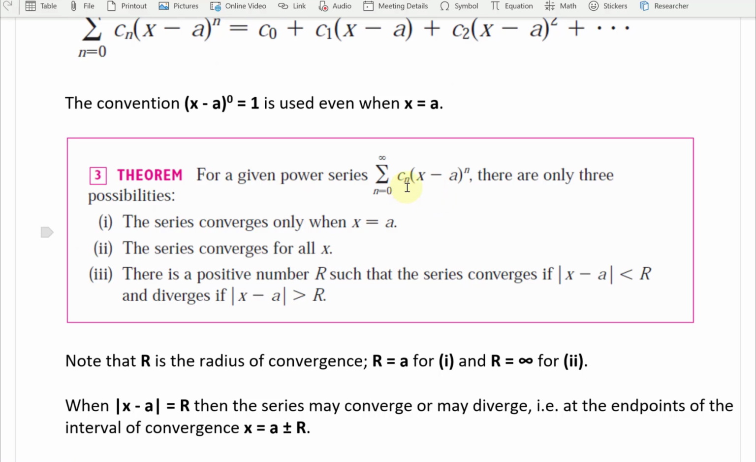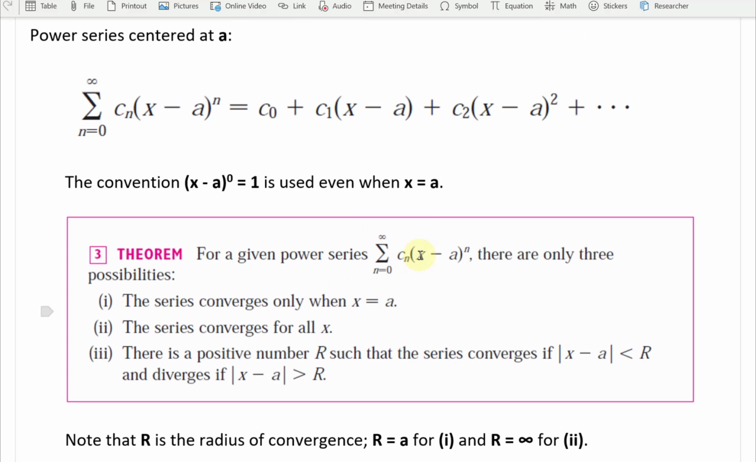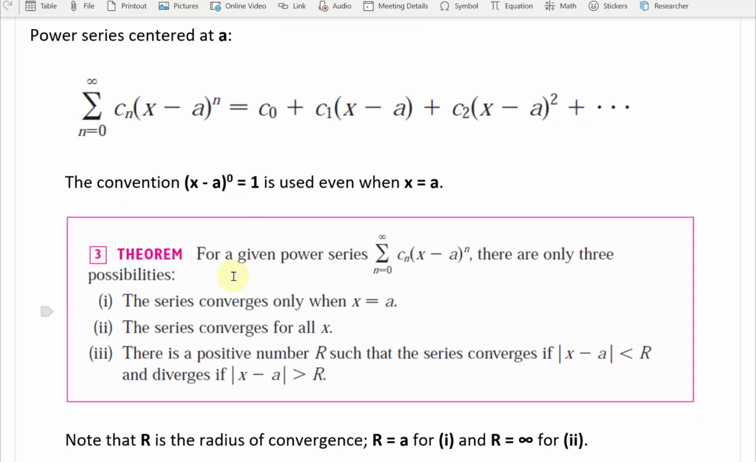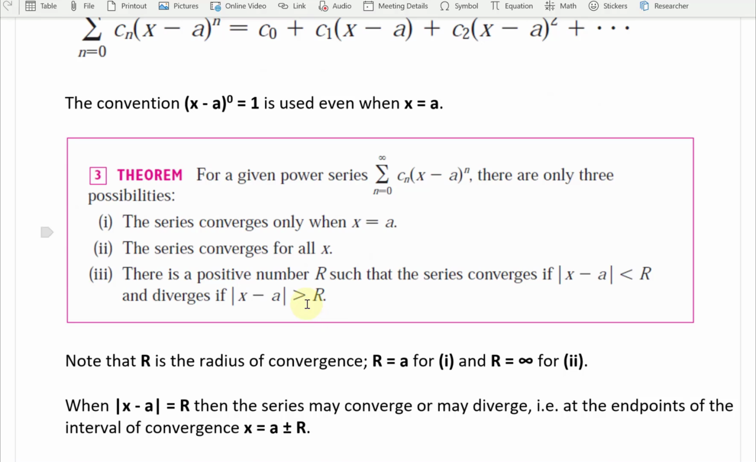So for a given power series like this, there are only 3 possibilities. The series converges only when x equals a, because when we plug in x equals a here, these all vanish, you're just left with the initial one. Or the series converges for all x, or there is a positive number r such that the series converges if the absolute value of x minus a is less than r, and diverges if it's greater than r.